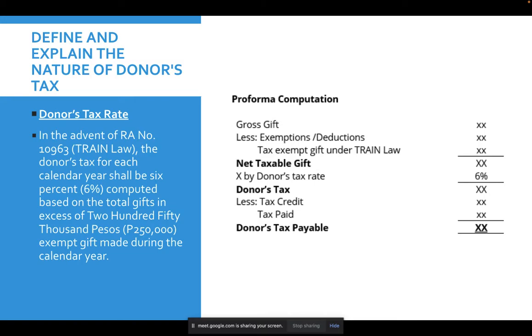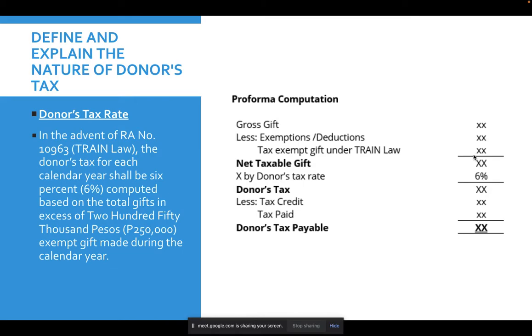Okay. So, donor's tax rate in the advent of RA 10963 or the TRAIN law, the donor's tax for each calendar year shall be 6% computed based on the total gifts in excess of the 250,000 pesos exempt gift made during the calendar year. Oh, so, kung mamigay ka na ayaw mo ng tax, within 250,000 lang, di ba? Masyado kang mayaman, sabihin mo na lang na, pasensya na, 250 lang para walang tax, no? Ayan. So, that's our pro forma computation, of course.